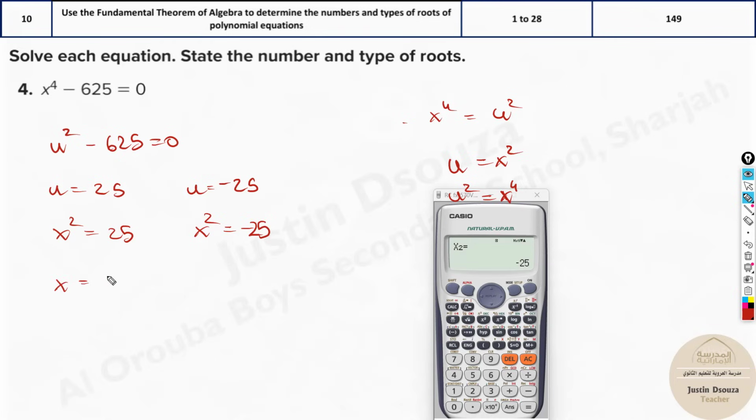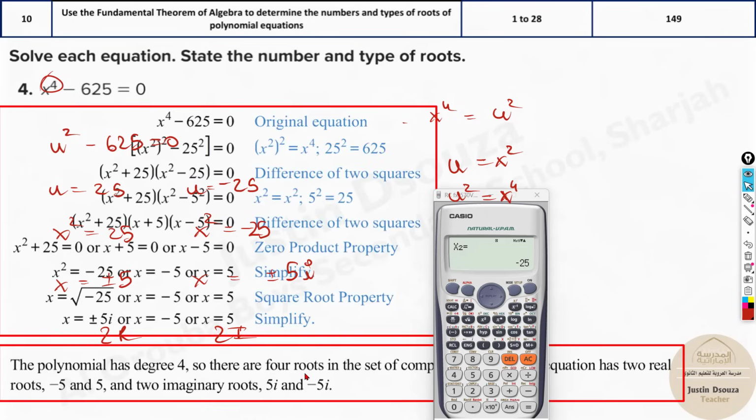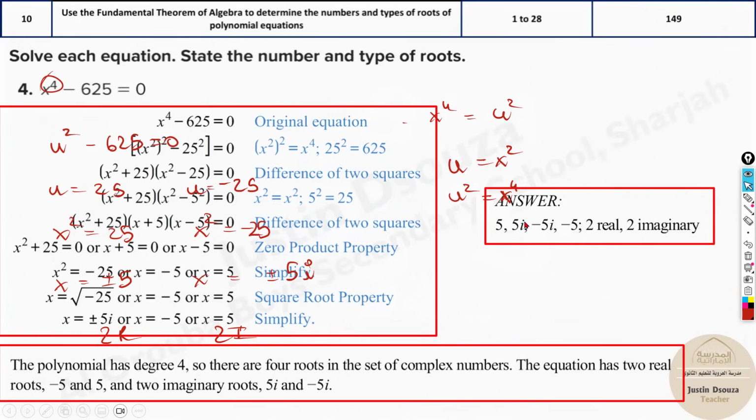What happens? X is plus or minus 5. Square root on both sides, plus or minus 5. Here, it becomes plus or minus, since negative is there, 5 and i, the imaginary number. So now, what are these solutions? There are 4 roots. 2 are real, 2 are imaginary. That is the final answer: plus or minus 5 first, and plus or minus 5i, 2 are real, 2 are imaginary.